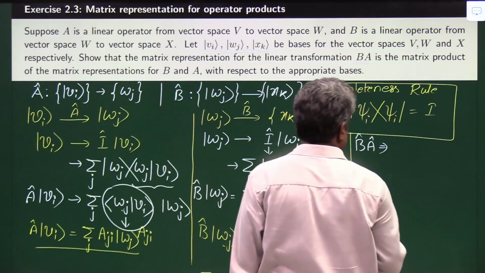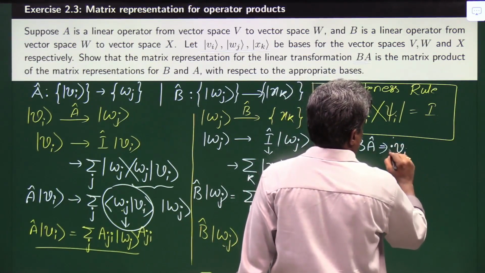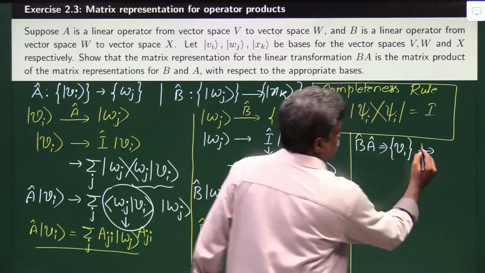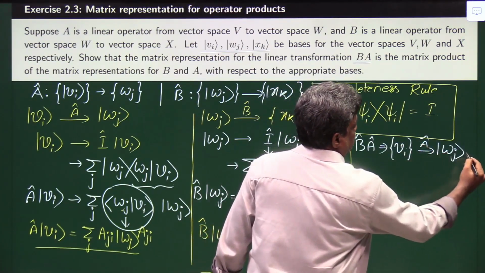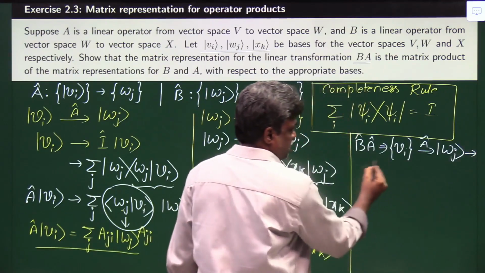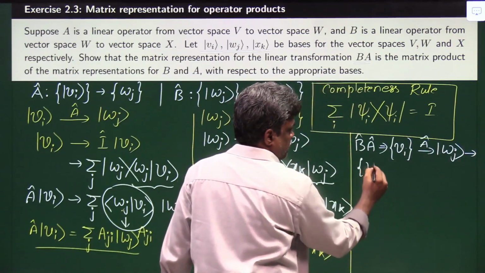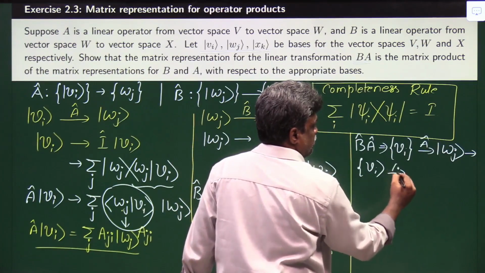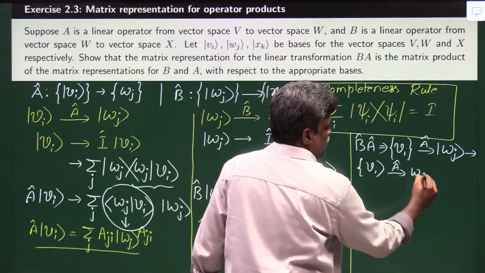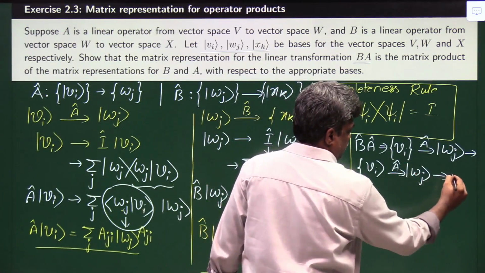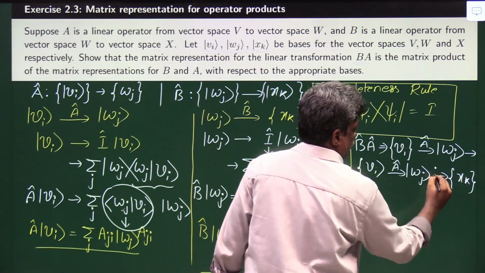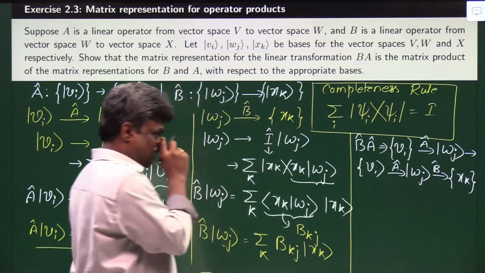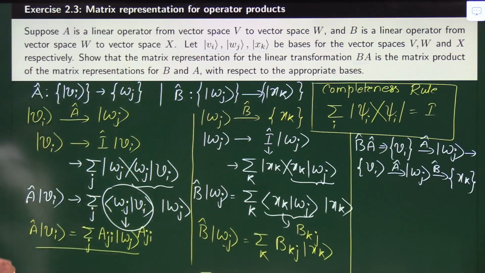So what is this? First Vi is transformed to Wj, and again this is transformed to xk. Here I am writing, there is no space. Here Vi to Wj and Wj to xk. Right. So now we have to take the combined transformation BA.